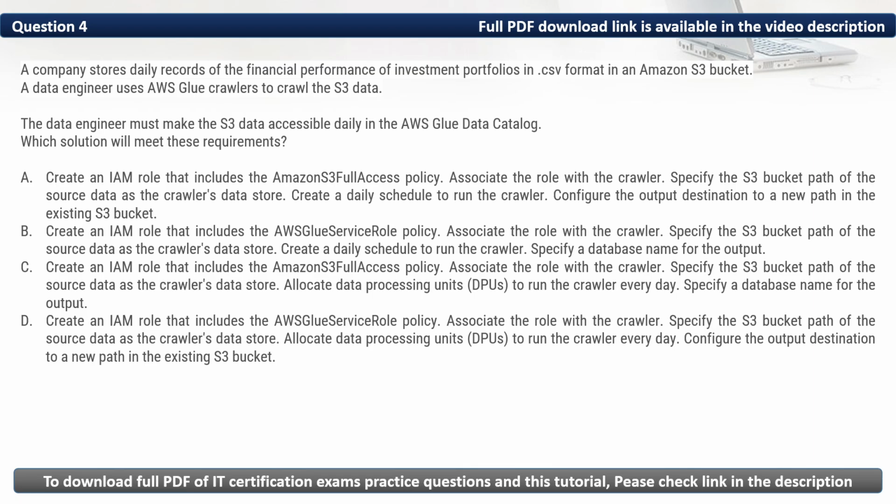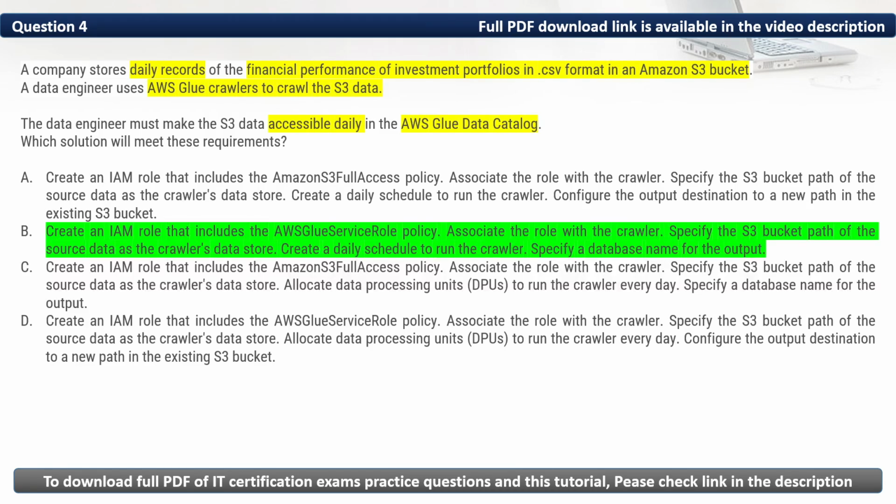In this question, the data engineer is using AWS Glue crawlers to crawl the data stored in .csv format in the Amazon S3 bucket. The S3 data should be accessible daily in the AWS Glue data catalog. As such, the solution that meets this requirement is: create an IAM role that includes the AWS Glue Service Role policy, associate the role with the crawler, specify the S3 bucket path of the source data as the crawler's data store, create a daily schedule to run the crawler, and specify a database name for the output. Thus, the correct option is B.